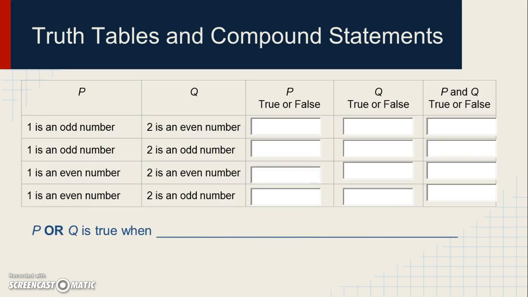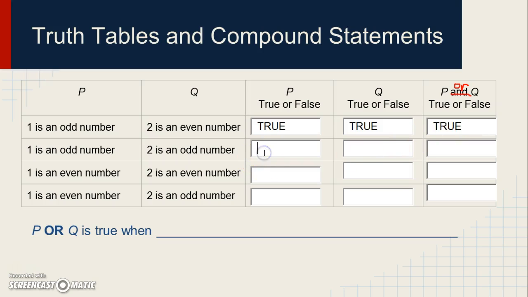Now we have an OR statement. 1 is an odd number. That's true. 2 is an even number. Also true. This here, this is a typo. This should say OR. P or Q. Are either one of these true? Yes. In fact, they both are, so we'll call it true.